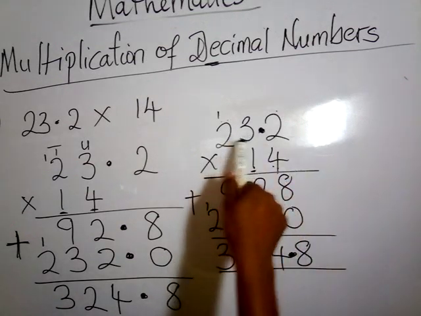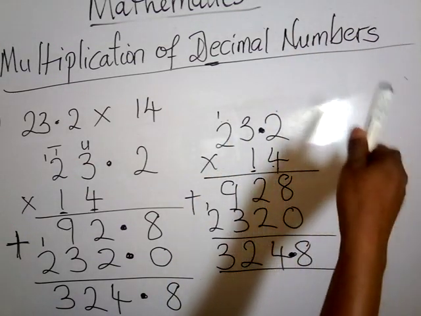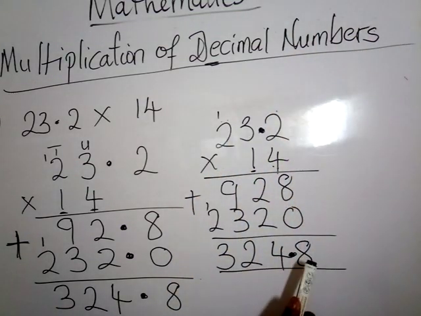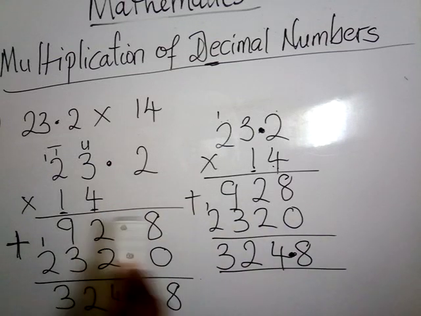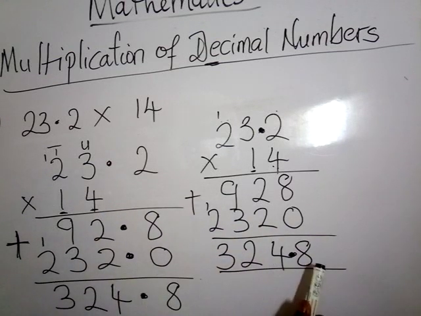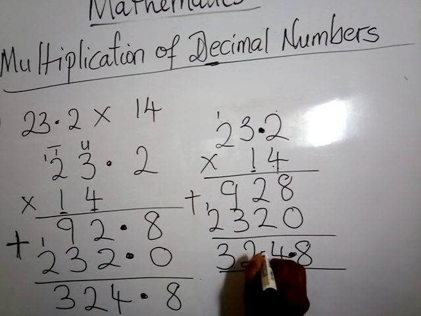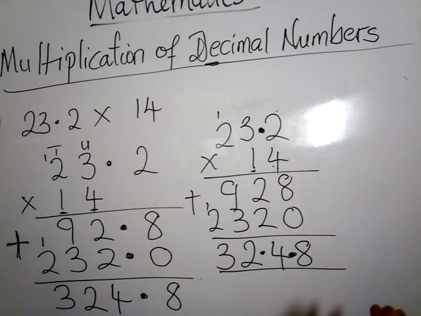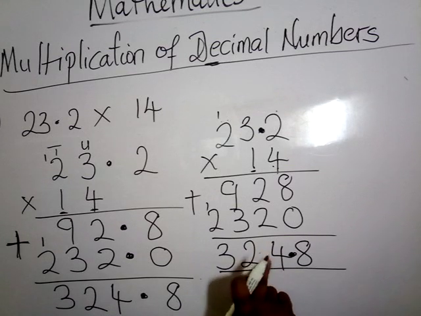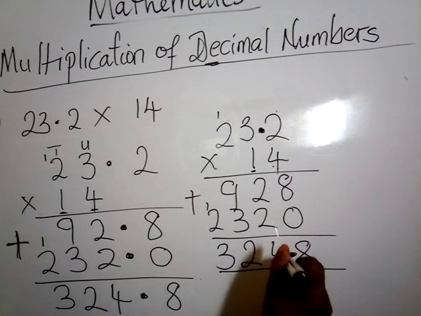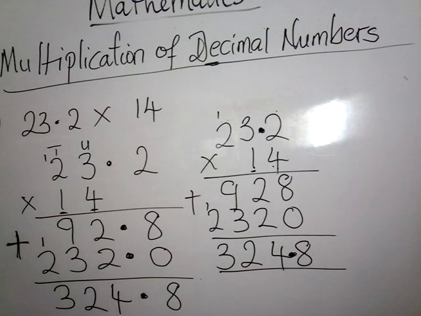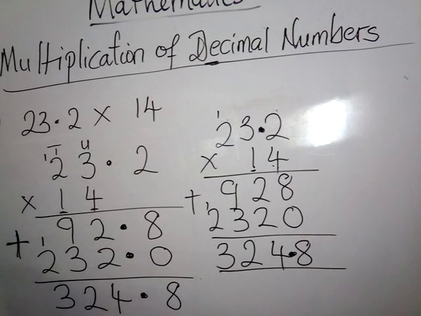Now, if there were two numbers after the decimal point, what you do is you count two places from your right hand towards your left. It will be 1, 2, and then you will put your point right here. But in this case, we have only one number after the decimal point, so you just count 1 and then you put your point. So let's quickly look at one more example.